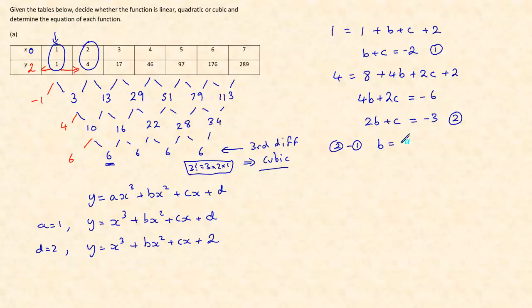3 take away negative 2, so that's negative 1. And then substitute back to here, and we can see negative 1 take away 1 would be negative 2, so c is negative 1 as well. And so we have y is equal to x cubed minus x squared minus x plus 2.